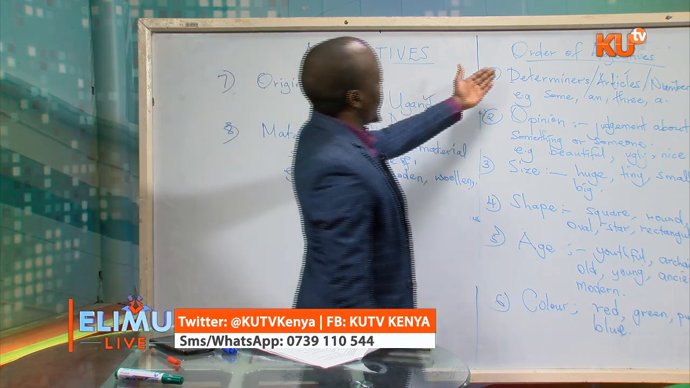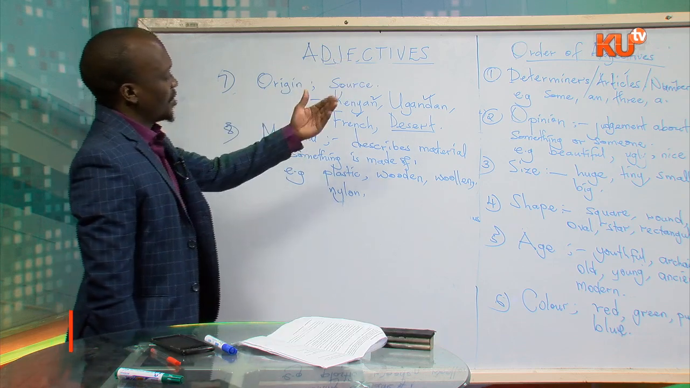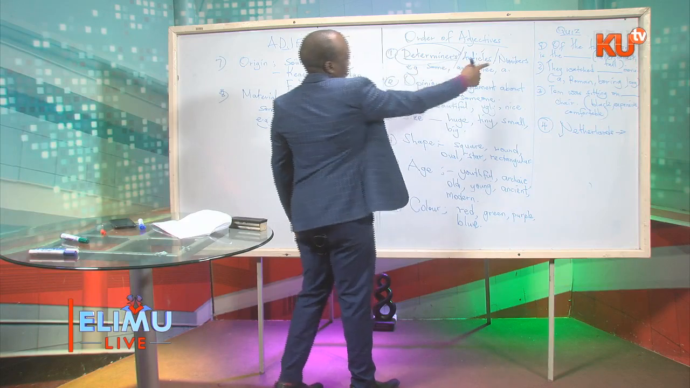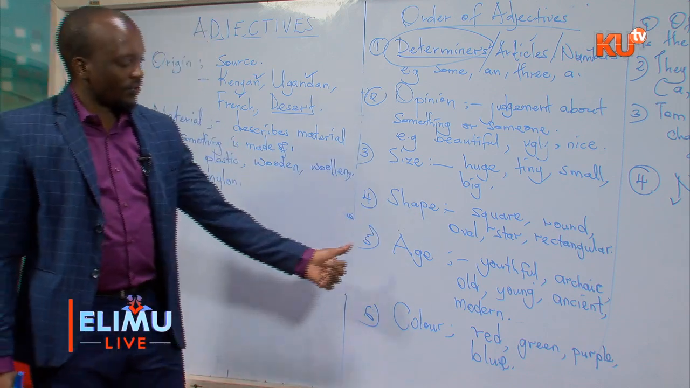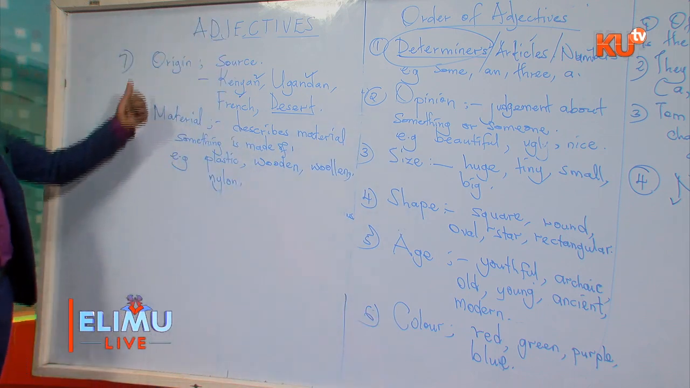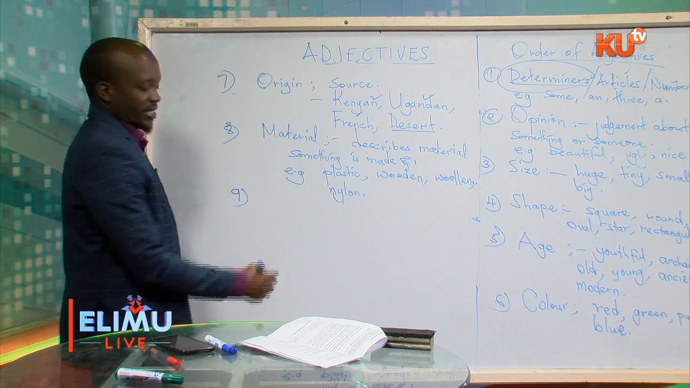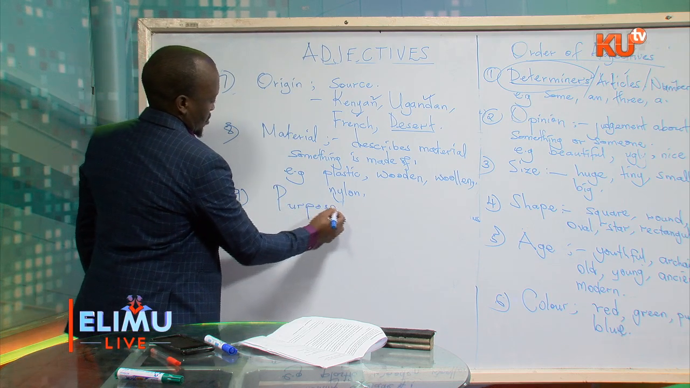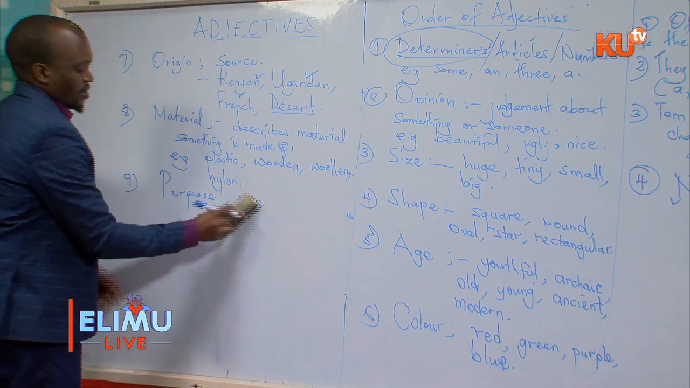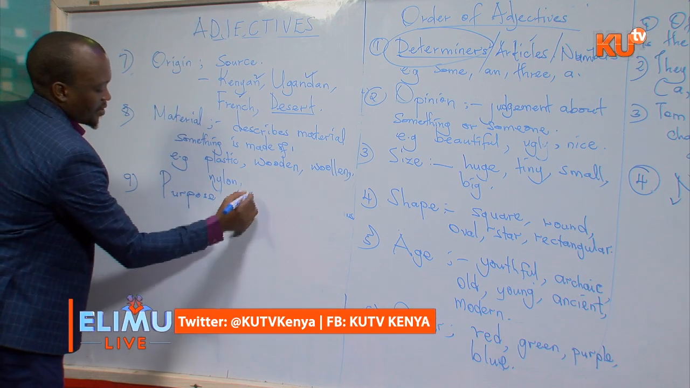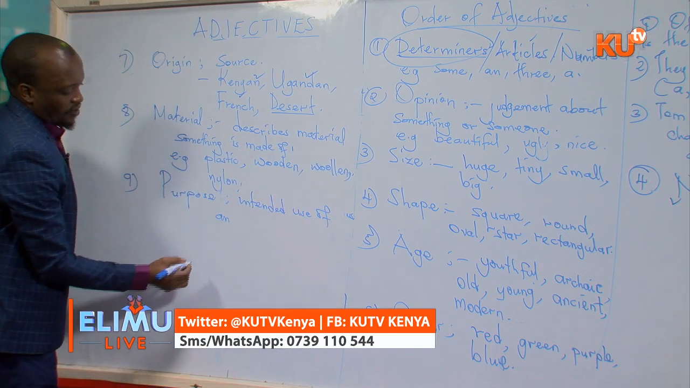material. We started by saying that the first one is determiner, articles, numbers. You can use any of them there. Then we have opinion, but the best word to use here is determiner because it encompasses all those. We've talked of opinion, we've talked of size, we've talked of shape, we've talked of age, we've talked of color, we went to origin, we've gone to material, then we go to the next one. After material, we go to purpose. Purpose. And this one is simply the use, the intended use. Let me write there, the intended use of an item.